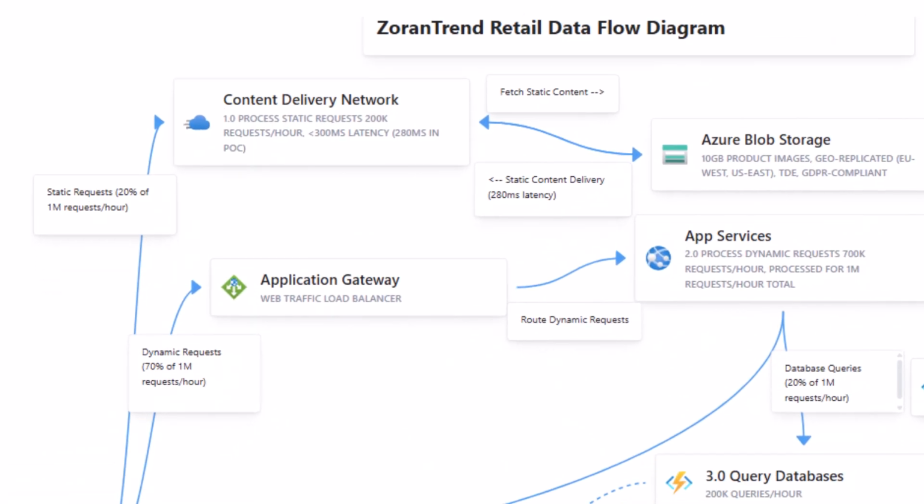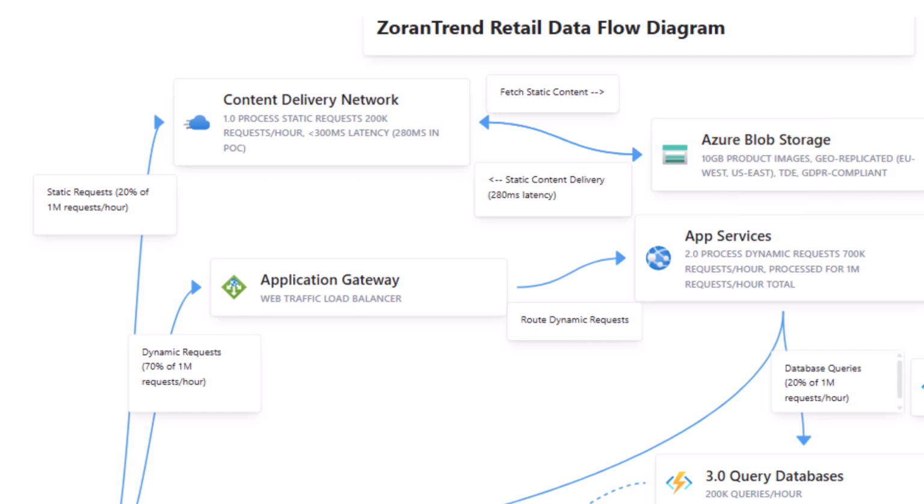Step 2. Static requests via Azure CDN. Let's look at the static requests, which account for 20% of the total, or 200,000 requests per hour. These requests are routed to the component labeled 1.0 process static requests, represented by Azure CDN. Azure CDN fetches 10 gigabytes of product images from Azure Blob Storage, shown here as D1 Azure Blob Storage, which is geo-replicated across EU West and US East regions for low latency and GDPR compliance through transparent data encryption, TDE.